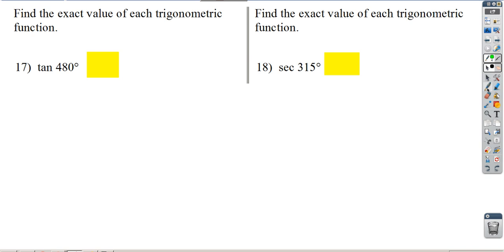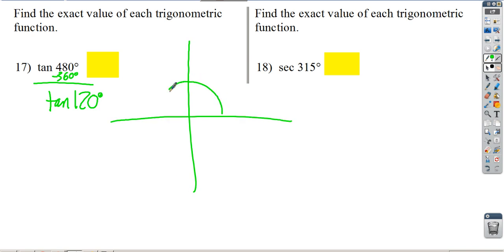Okay, now we're going to use the reference angle to find exact values. So first of all, if we ever see an angle more than 360, let's reduce it so it's something we're more familiar with. So 480 is the same as 120. 120, here's 90. 120 is a little bit more than that. So that means we are looking for this reference angle right here. We're looking for the angle that takes us down to 180. And 180 minus 120 is 60.